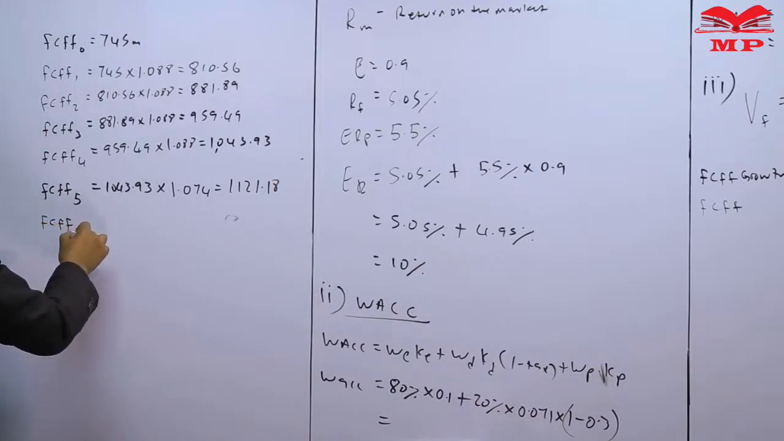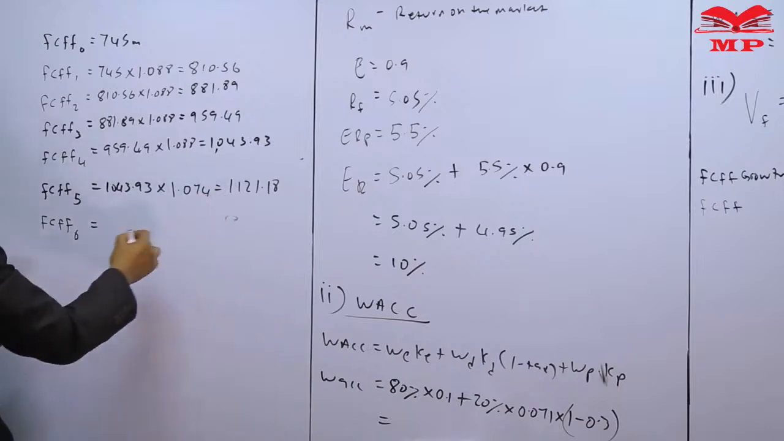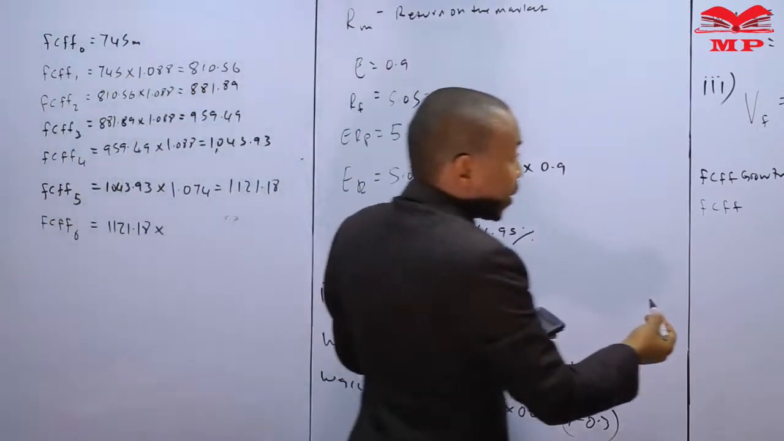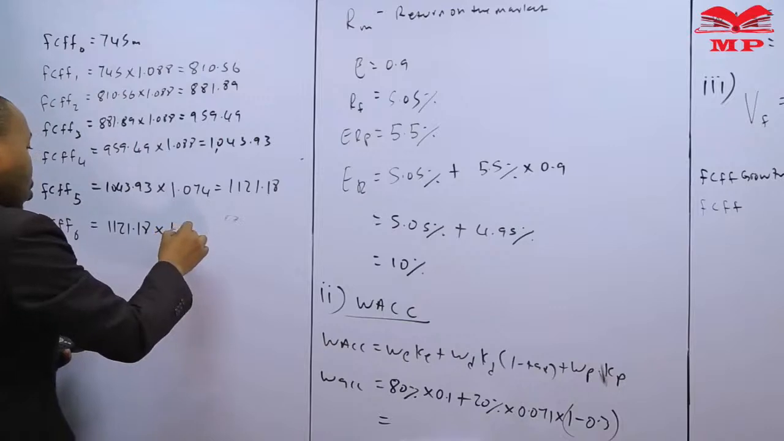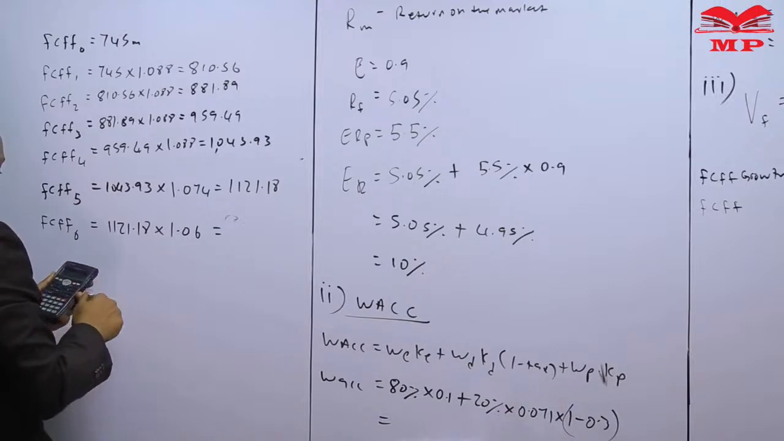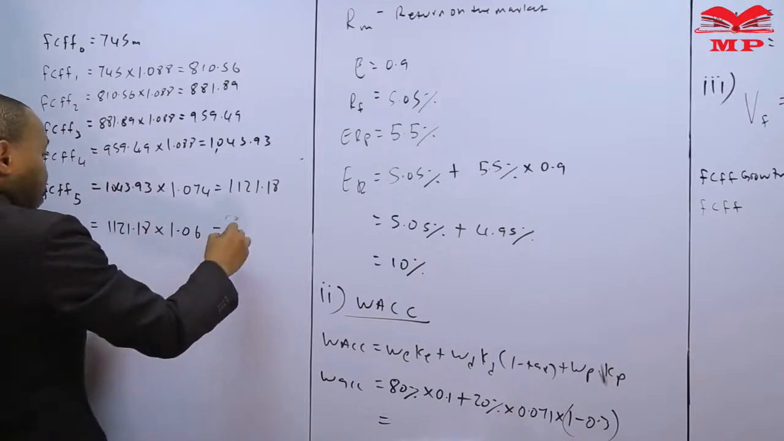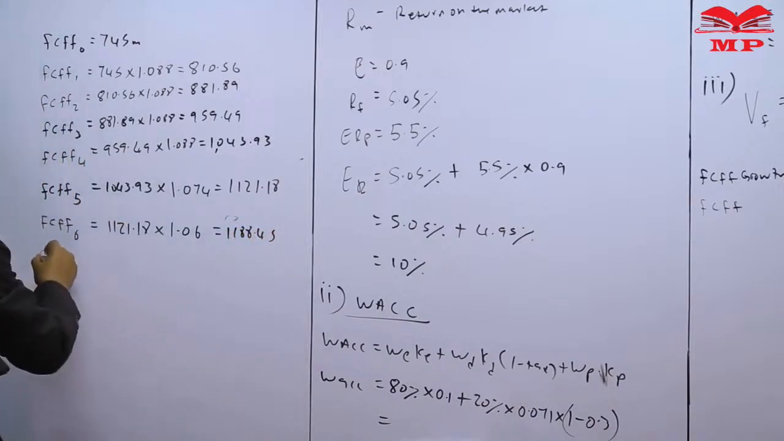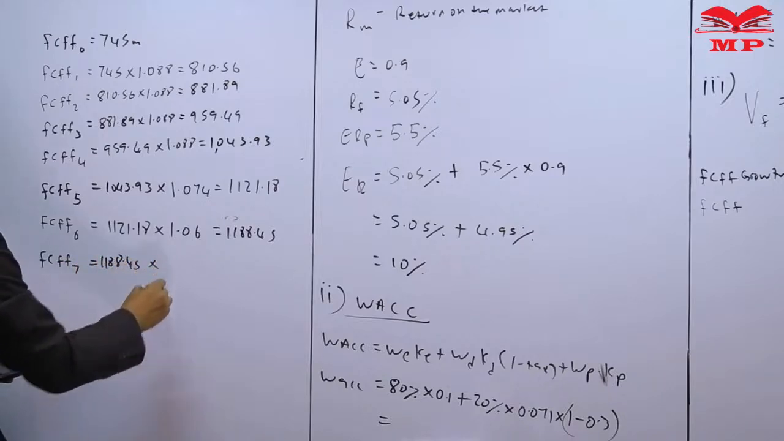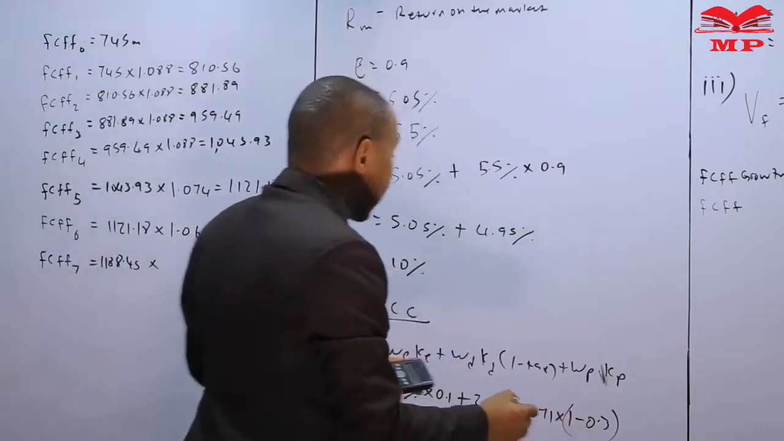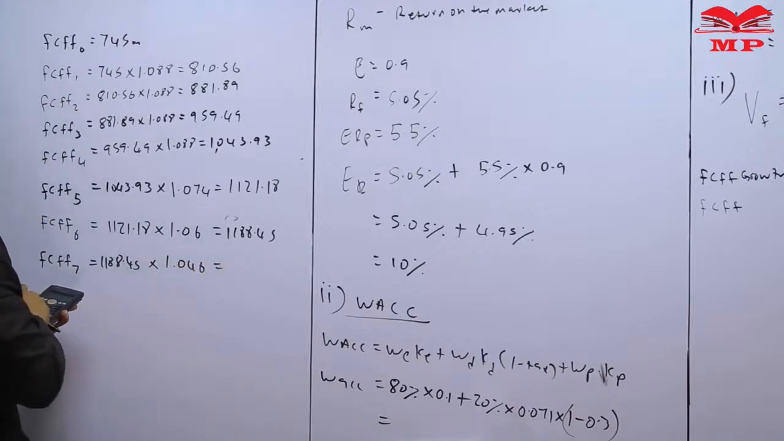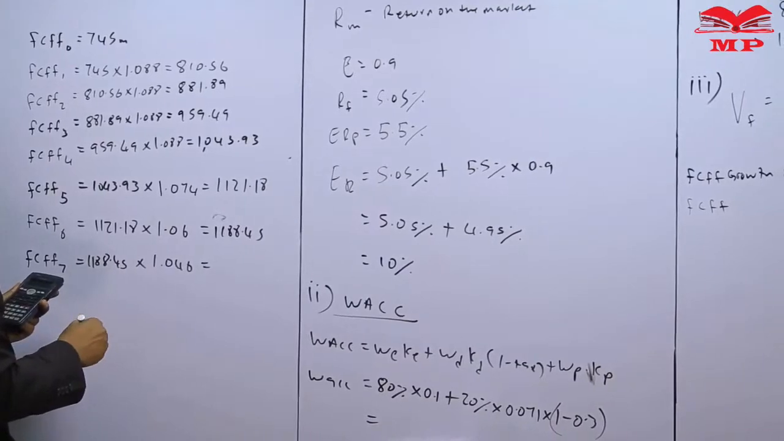FCFF year 6, what rate are we using? We have that value, 1121.18, multiplied by what growth rate in year 6? Year 6, I can see, is 6%. So multiplied by 1.06, we have 1188.45. FCFF year 7, 1188.45 multiplied by, I can see 4.6%, 1.046. We have 1243.12.